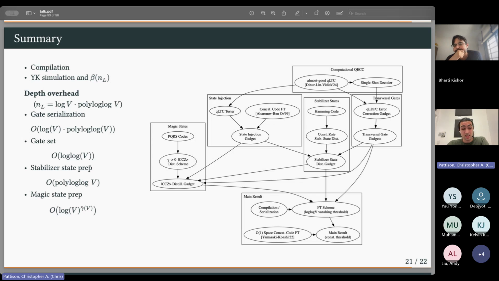We also have some subleading factors. Some log comes from the number of multiple gate types that we have to do in a serialized fashion, like all the CCZ gates, all the Hadamard gates, and so forth. We have some polylog factors coming from the stabilizer state prep, and then the magic state prep. This is actually the source of our little o plus 1. It's related to this gamma factor that I showed earlier.